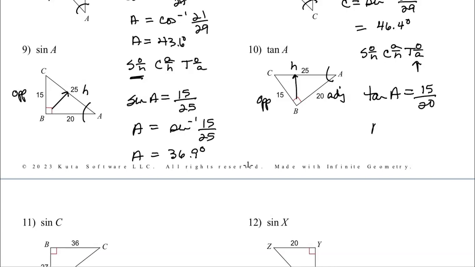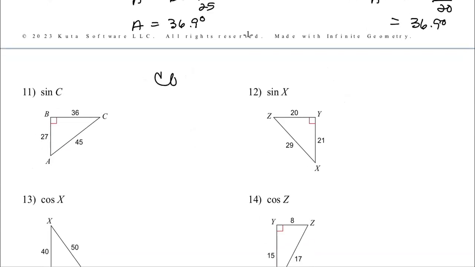So to get A itself, remember I always use inverse trig to get my angles, and that is going to be 36.9 degrees again. Okay, so I'm going to tell you to complete these. Complete 11 through 20.